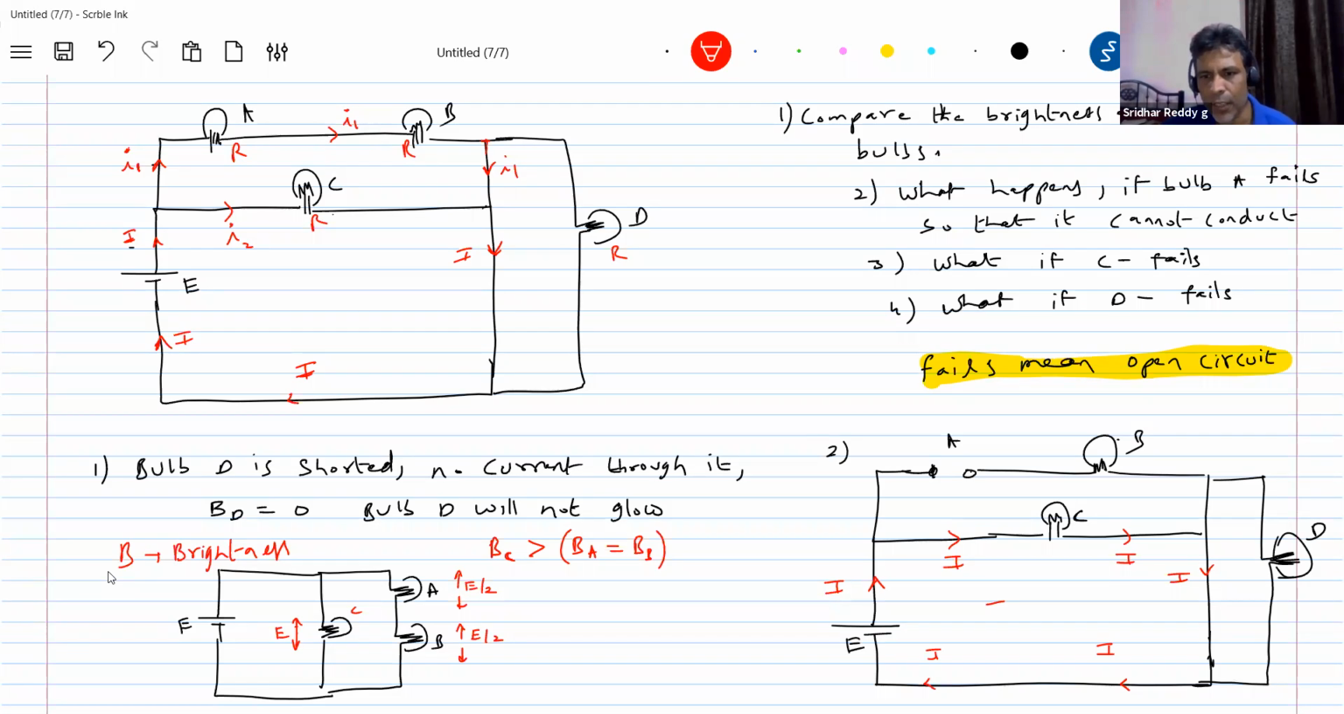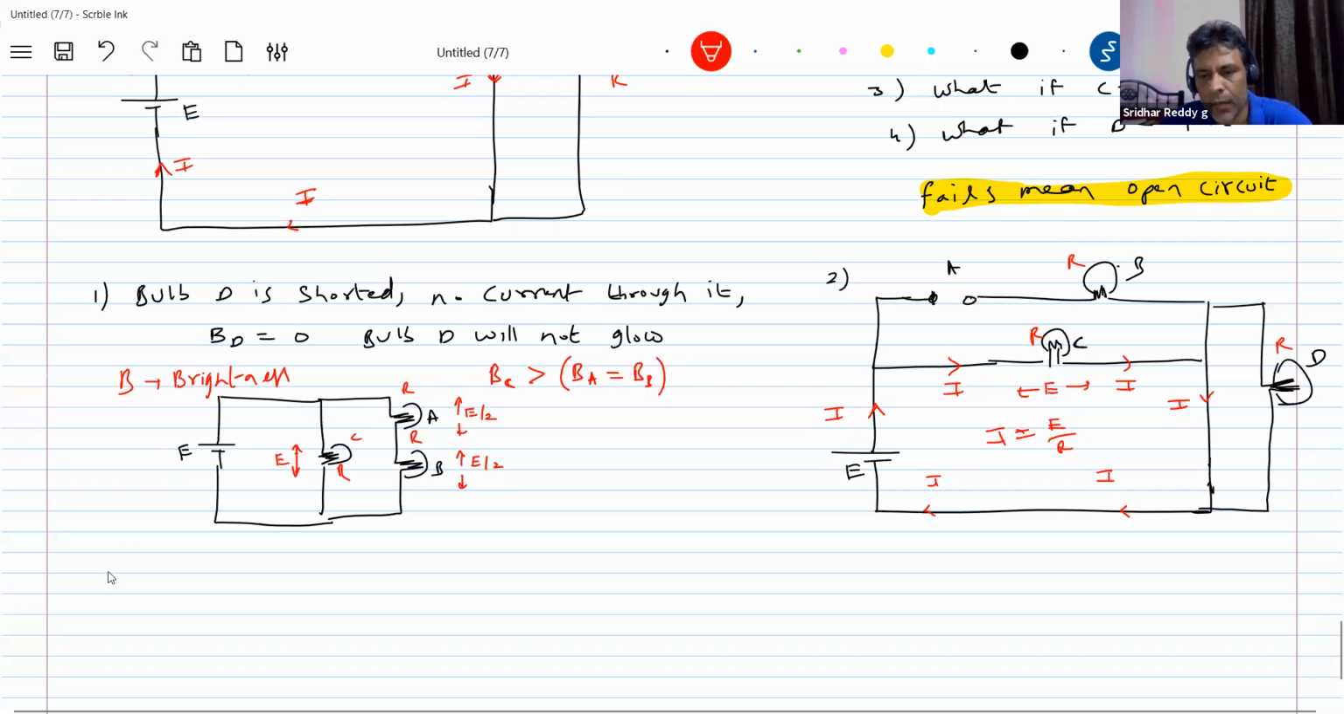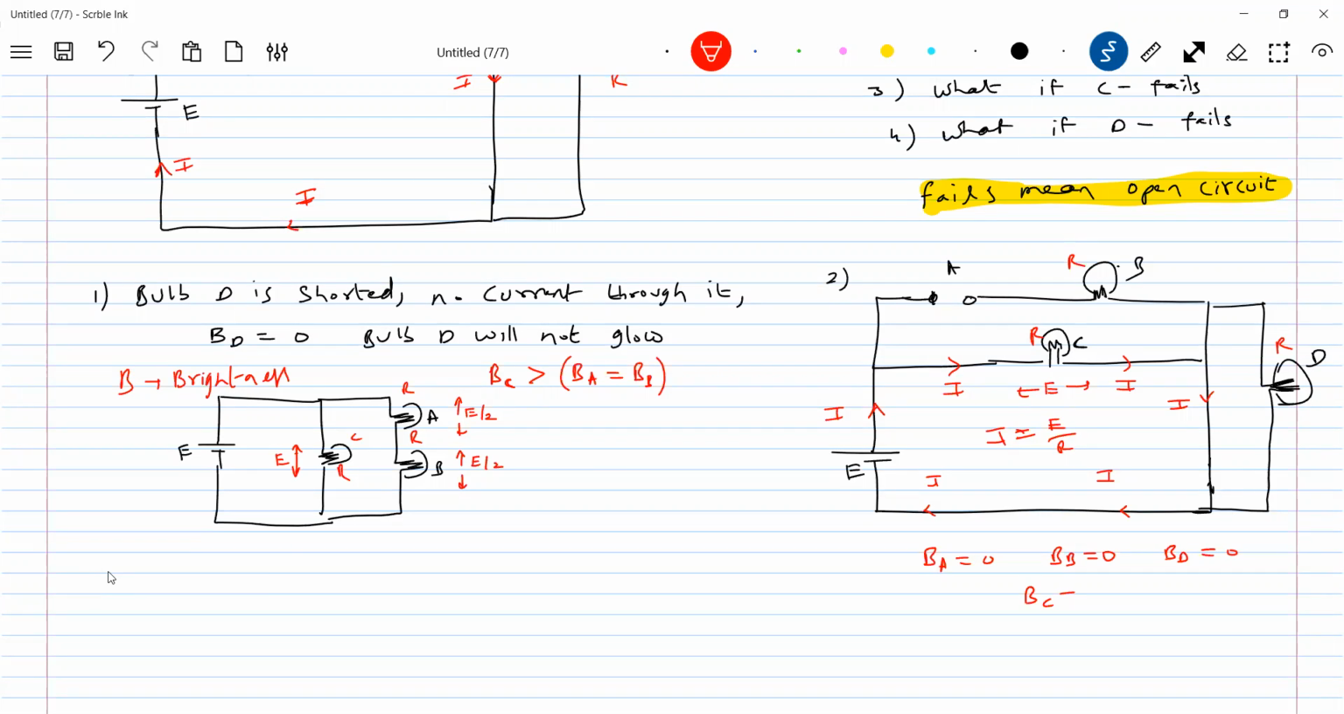So what is I equal to? I equals E by R. So all the voltage will drop across this one, no? Let R be the resistance of each bulb. Let's assume. So there is no current; what is the brightness of bulb B and D? It will be 0. A will not glow, B will not glow, D will not glow, and C will have maximum brightness.